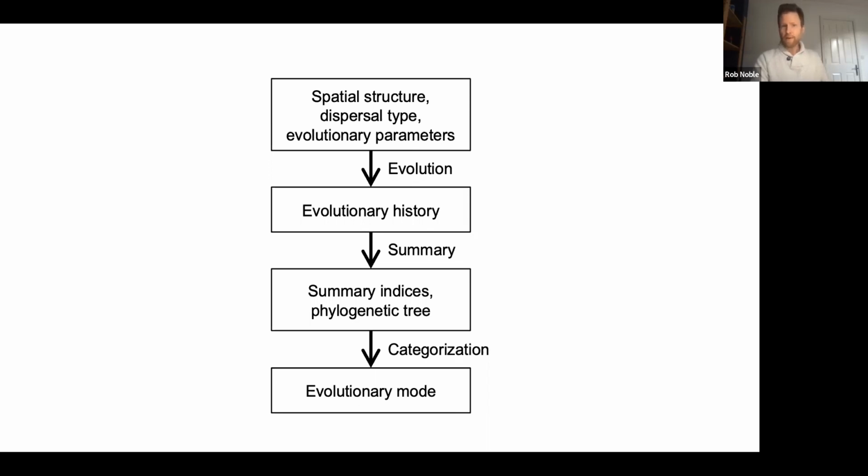We then summarize that, because usually for tumors we cannot access all the information about the tumor's entire evolutionary history. So we want to just have some summary statistics that are useful. And we do the same thing for the computational model so that we can compare. What we then get are some summary indices, and if we're lucky, a phylogenetic tree. Then we use that summary information to categorize the tumor's evolution, and from that categorization, we get an evolutionary mode. And this system allows us to compare the results of a computational model with real clinical data, as we'll see.